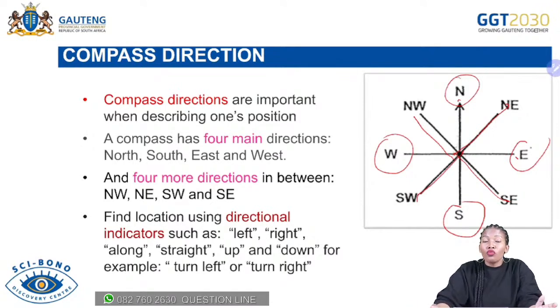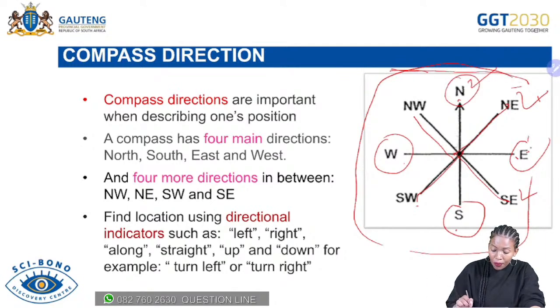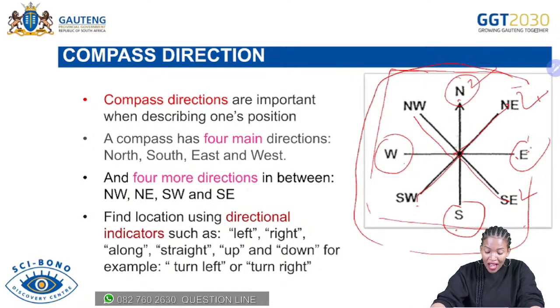Guys, I know some of you are doing geography and you are also doing this section in geography. Let us not confuse the 2 subjects, guys. In Math Lit, we only work with the 8 cardinal points. I know in other subjects you do more than 8, you do about 16, but for mathematical literacy, we are only working with 8 cardinal points, which are north, northeast, east, southeast, south, southwest, west, and northwest. Those are the 8 cardinal points that you are going to work with. So we are going to use this compass direction to help us find the location using directional indicators.